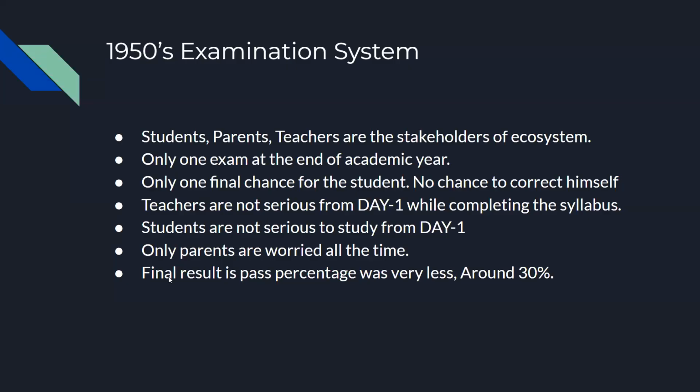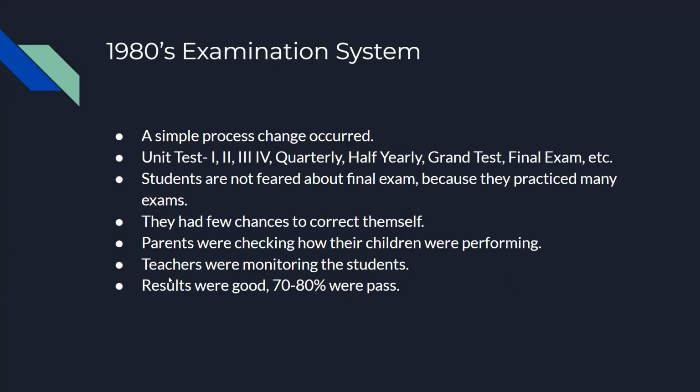So later, every school thought a lot, discussed, and improved, and changed the process a little bit. Syllabus is same, students are same, parents, teachers, the entire ecosystem is same, but a simple process change was introduced. So we had unit test 1, 2, 3, 4, quarterly, half yearly, grand test, and final exam. These are the examination systems that were introduced.